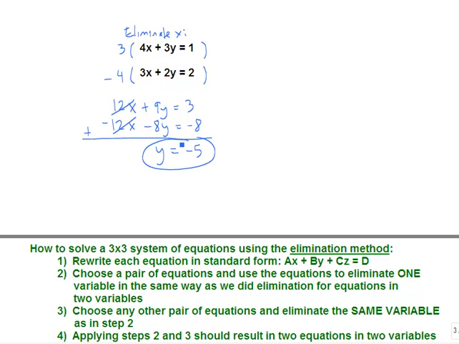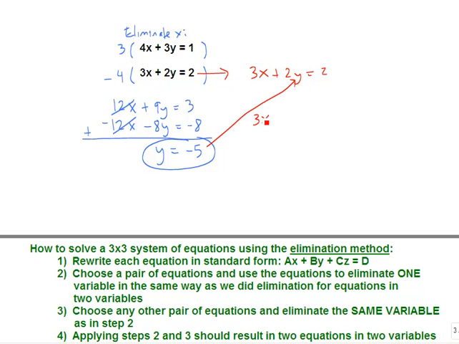So here's my y. We now know y. So what we need to do next is find x. To find x, you go back to your original two equations, pick the one that looks easiest to work with, and substitute in negative 5 for y, so you can solve for x. Now both of these look the same equal difficulty level, so I'm just going to take the second one here. Let me recopy it, and we're going to substitute in negative 5 for that y.